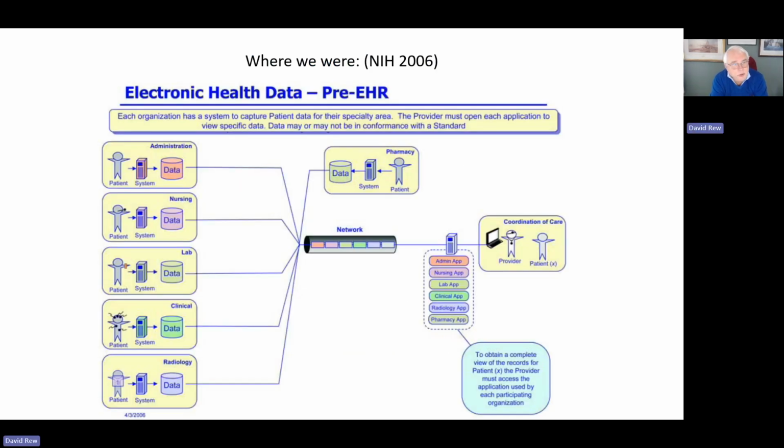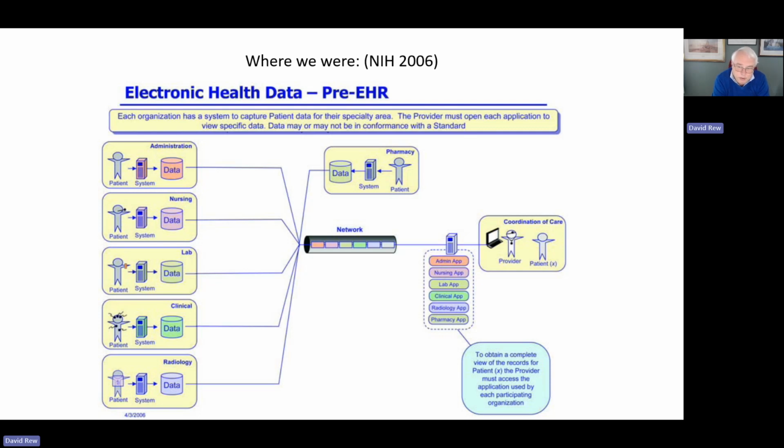So if we go back to the mid-2000s, the National Institute of Health commissioned a big report on where we are and where we want to be from the MITRE Corporation in the United States. And they came up with this diagram of where the world was in about 2006. There were a number of independent systems which covered administration, nursing care, laboratory testing, and which had some clinical elements, radiology elements, pharmacy elements. But to get to them, you had to go through a node, pull the information separately from each of those systems, and then reconstruct the information about the patient in front of you at the time that you were seeing them.